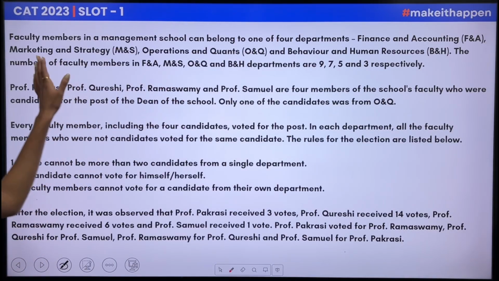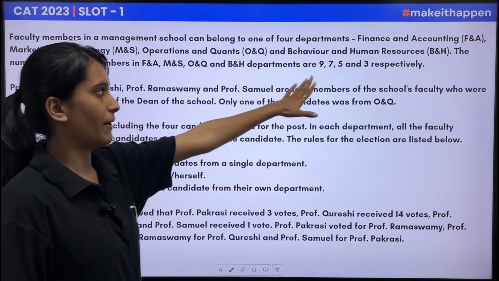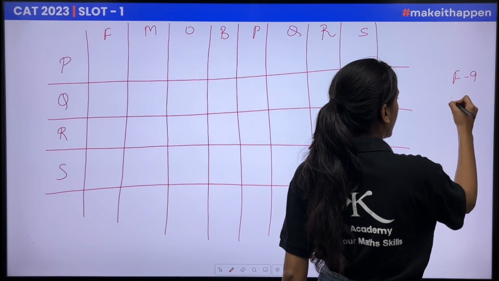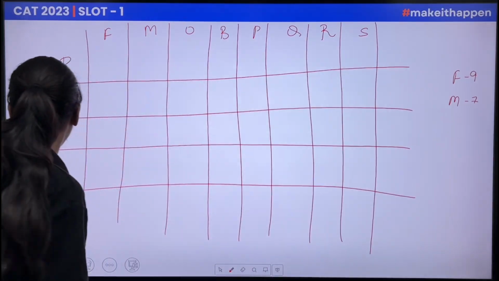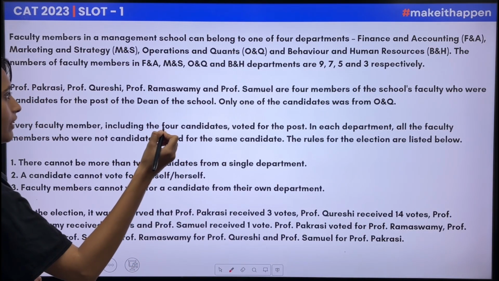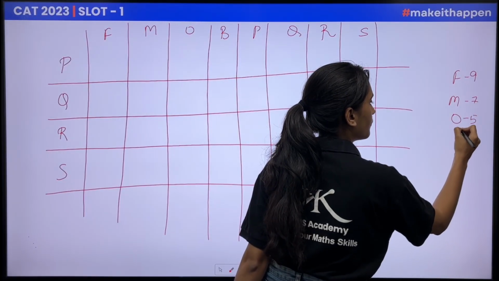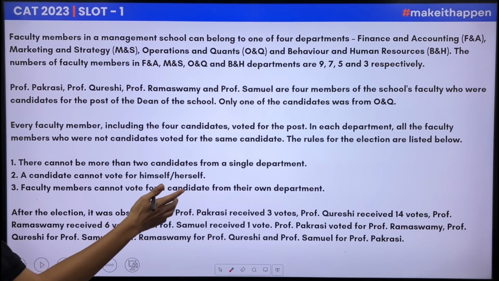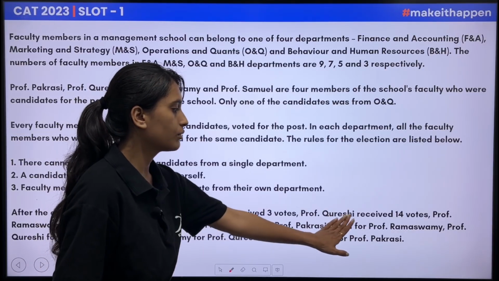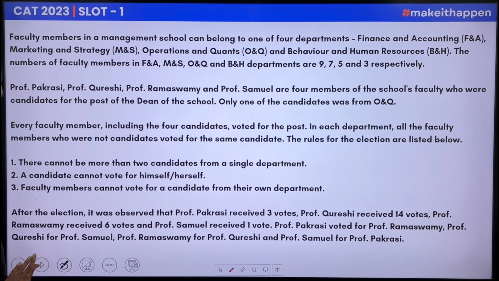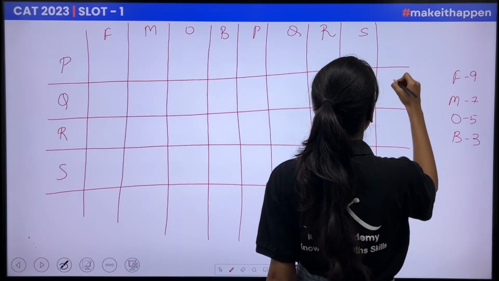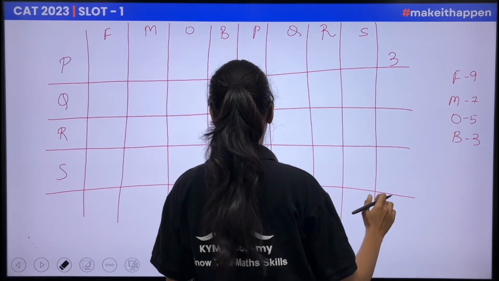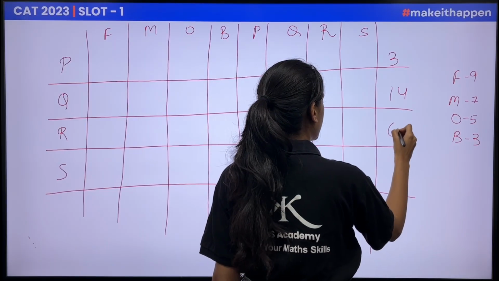Now we are given the number of faculty members in the respective departments. So in F we are given 9, in M we are given 7, in O we are given 5, and in B we are given 3. Now we are given which professor got how many votes. So P received 3, Q received 14, then 6 and 1.